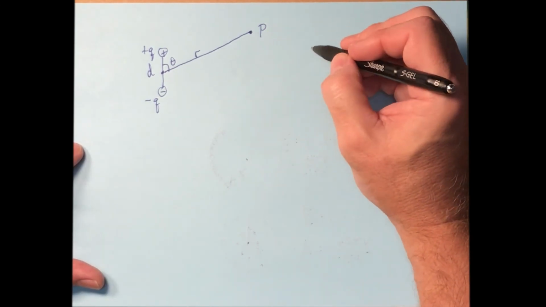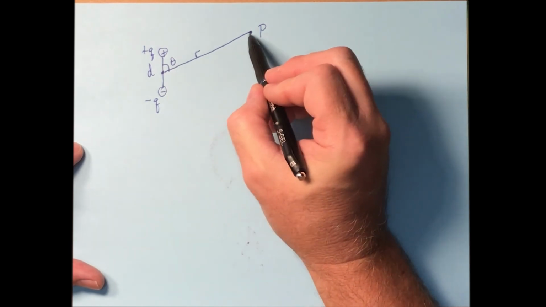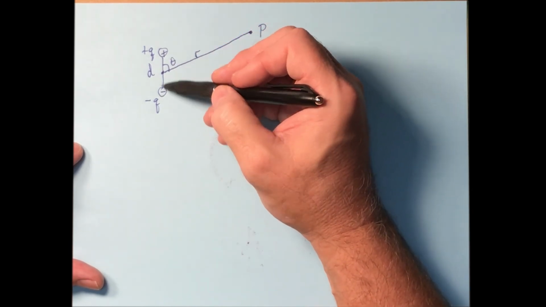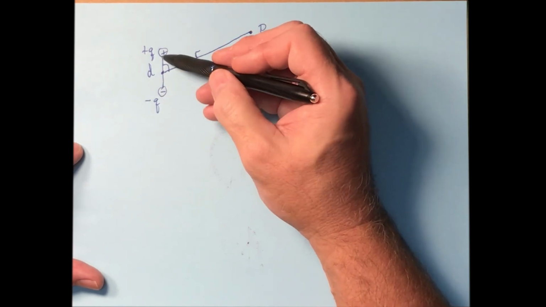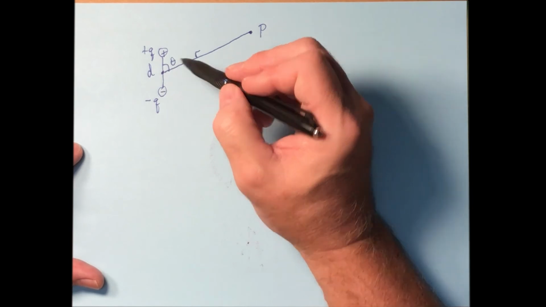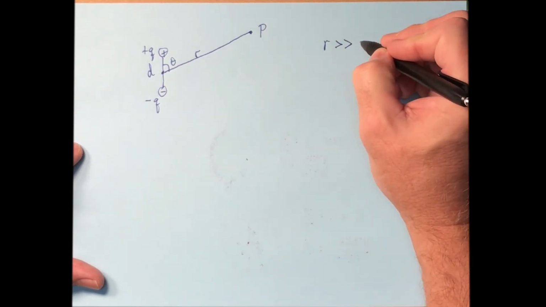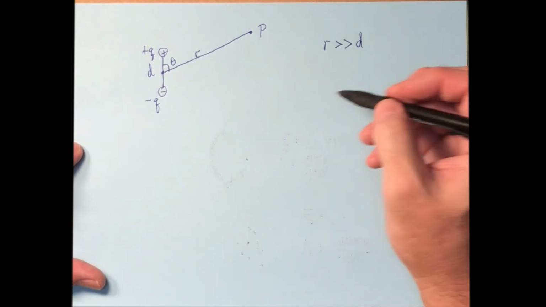Well, for this we will assume that R is on the macroscopic scale, whereas d, if we're talking about a molecular dipole, is on the nanoscopic scale. So d is very small compared to R. We'll just say R is much, much bigger than d. That's our assumption here.